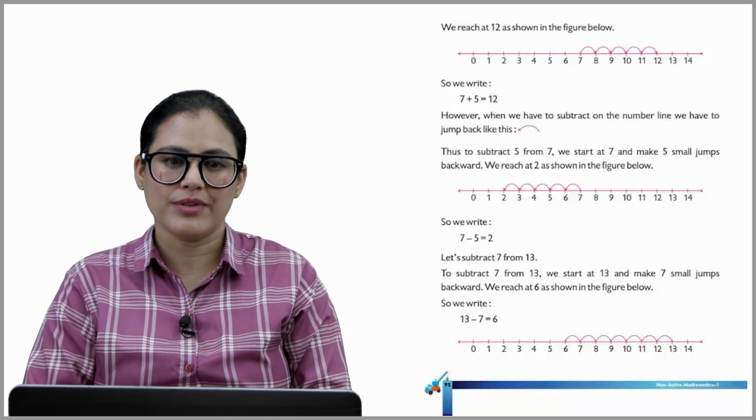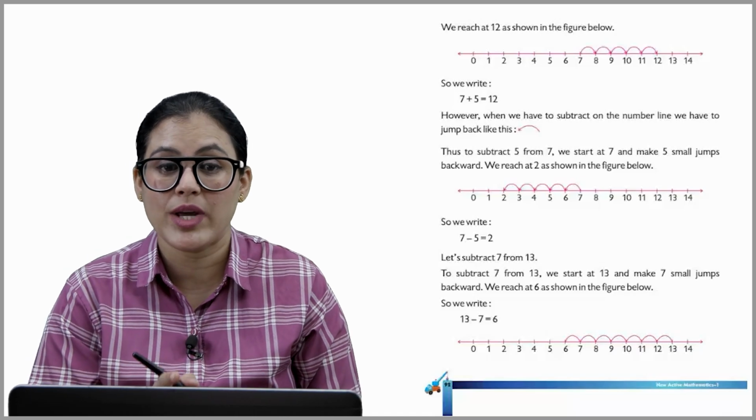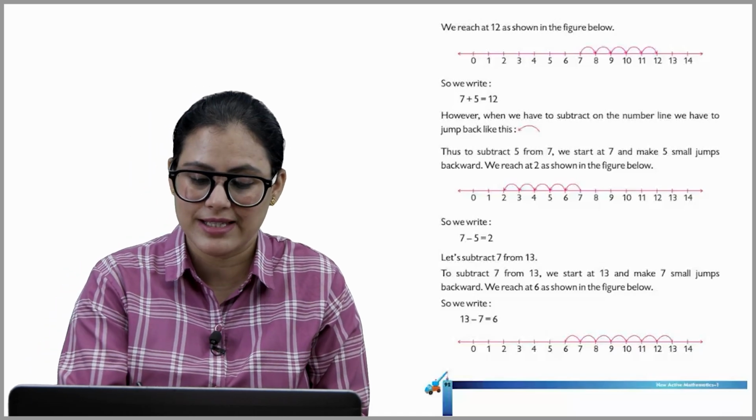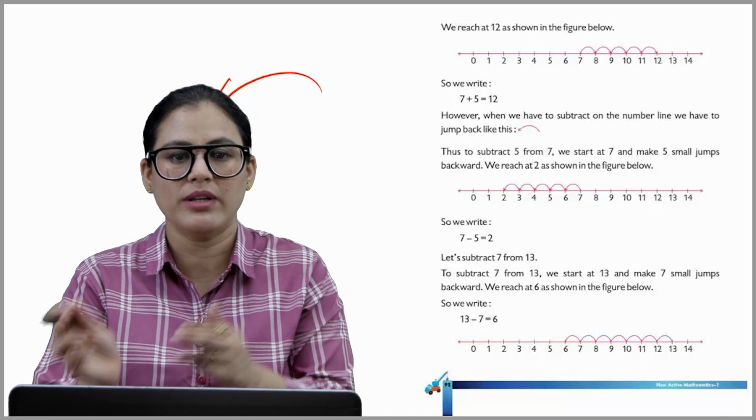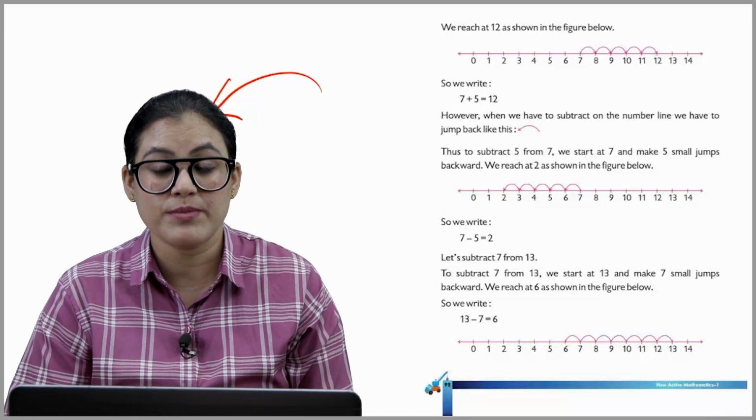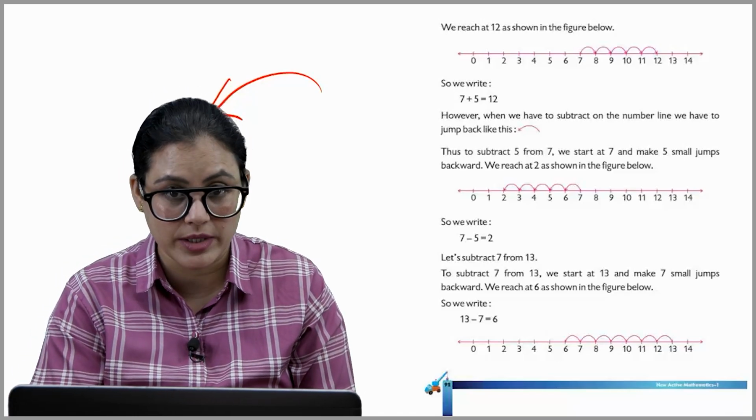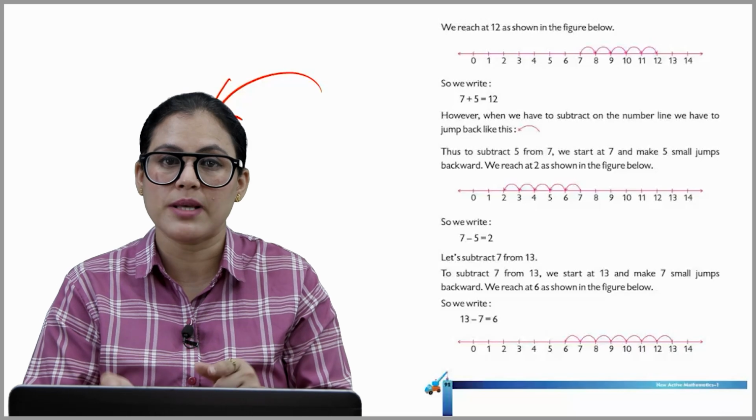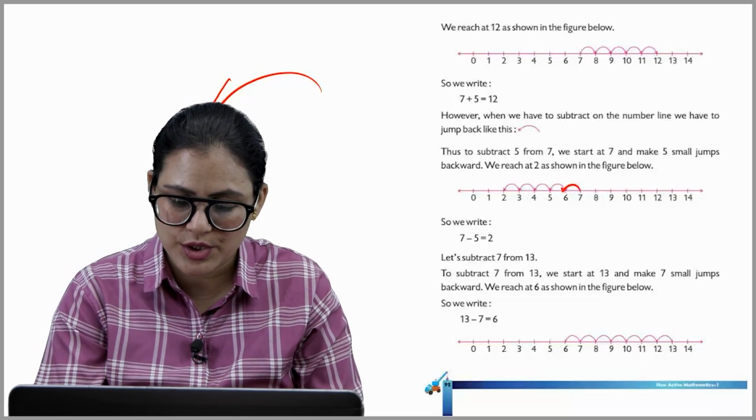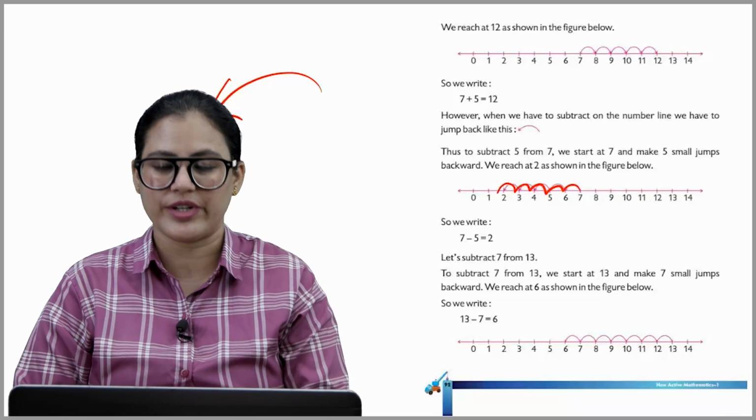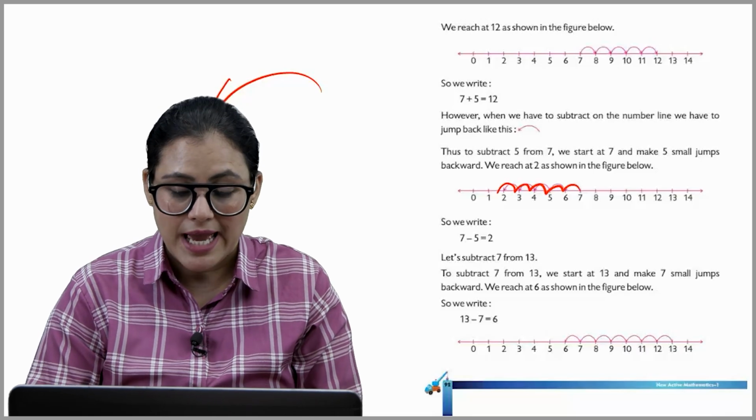However, when we have to subtract on the number line, we have to jump back like this. This is the symbol of going back. Thus, to subtract 5 from 7, we start at 7 and make 5 small jumps backward. 1, 2, 3, 4, 5. So we write 7 minus 5 is equal to 2.